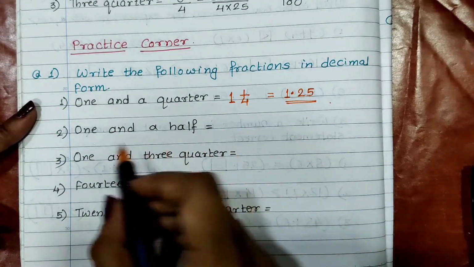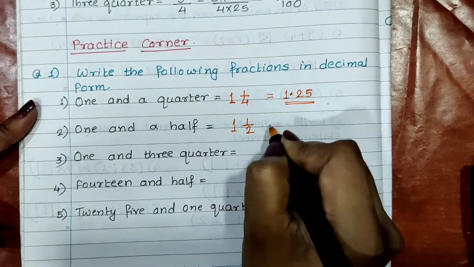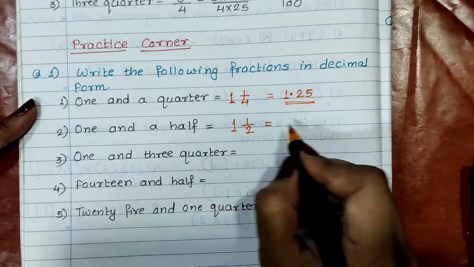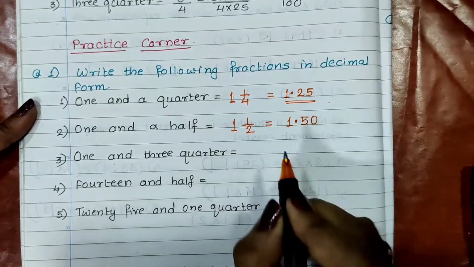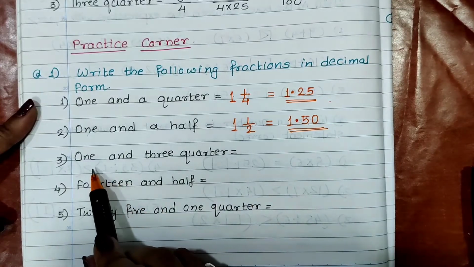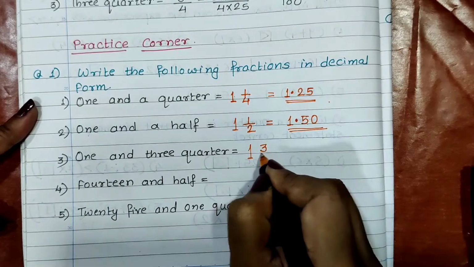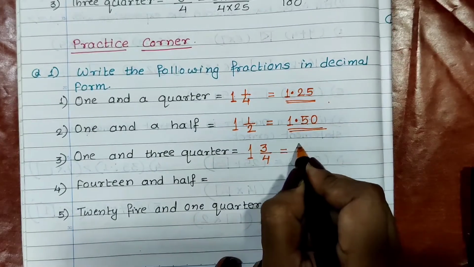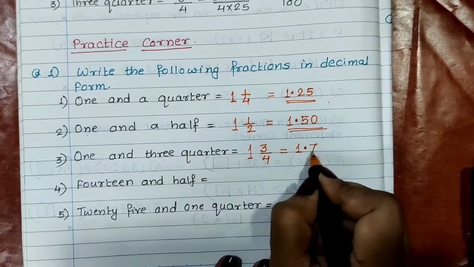Now next is 1 and a half. Half means 1 upon 2. So 1 upon 2 means 0.5. And on the left hand side 1 is there, so that means 1.5, or 1.50 also you can write. It is up to you. Next is 1 and 3 quarter. That means 1 and 3 upon 4. 3 quarter means 3 upon 4. So how to write it in the decimal form? 1, and 3 upon 4 means 0.75.